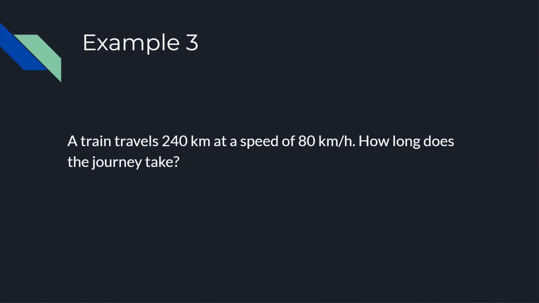Let's try example 3. A train travels 240 kilometers at a speed of 80 kilometers per hour. How long does this journey take?